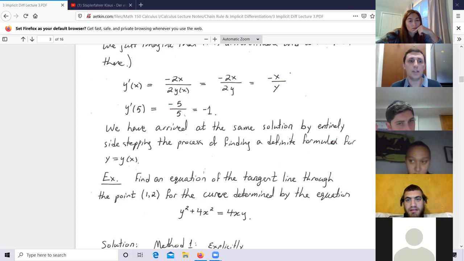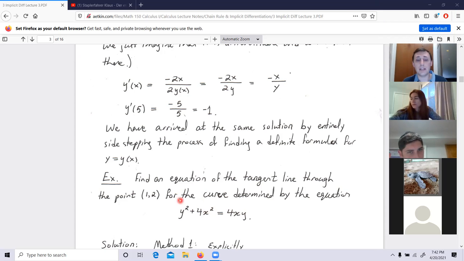So you can solve it explicitly or implicitly, up to you guys how you do that. y squared plus 4x squared equal to 4xy. I want the equation of the tangent line at the point 1, 2. And this is the formula defining the curve.